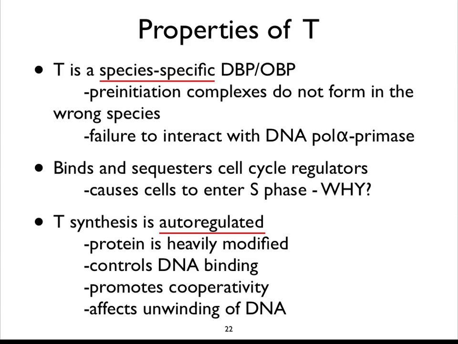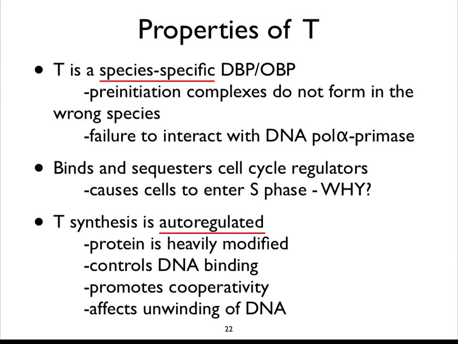T antigen synthesis is autoregulated. What does that mean? That means that once you make a certain amount of it, it goes back, it sits on the DNA, and you'll see how it sits on the DNA in a minute. And one of the things that it does is it occludes the promoter that's used to drive transcription of the messenger RNA that encodes this protein. So that's autoregulation. It turns itself off.